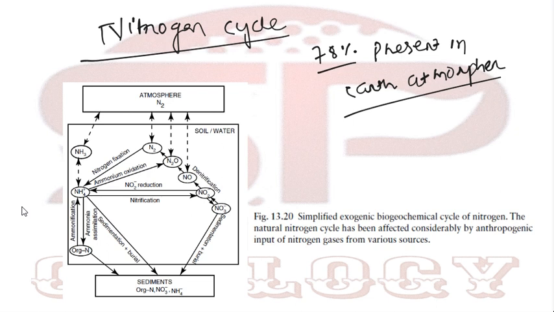The different mechanisms are a little complicated. How the atmospheric nitrogen comes to the surface and how it circulates through the Earth's surface, then goes back to the atmosphere. First, we'll see what the different processes involved during this nitrogen cycle are.